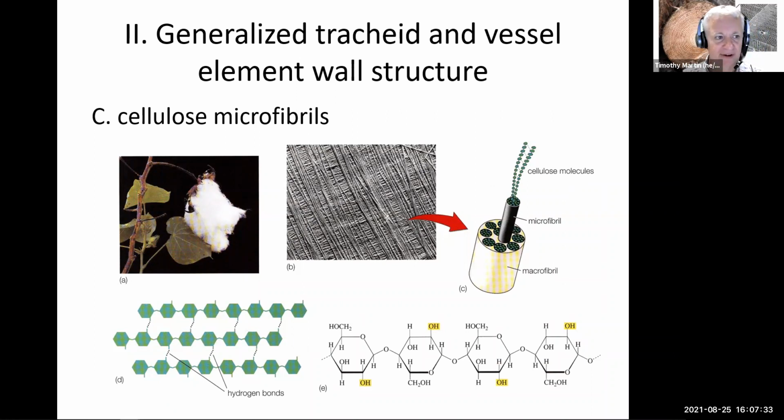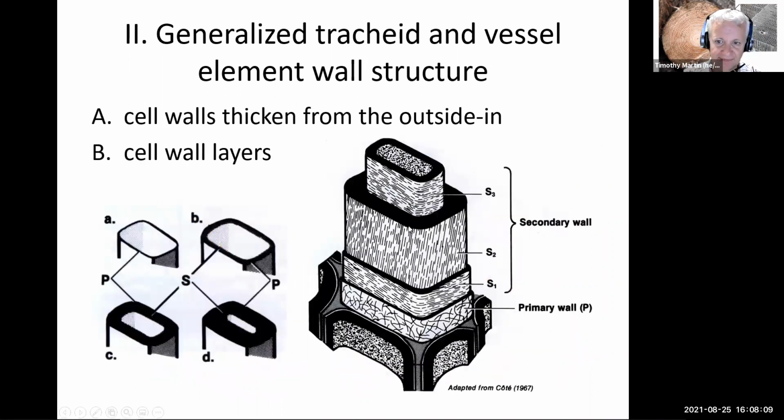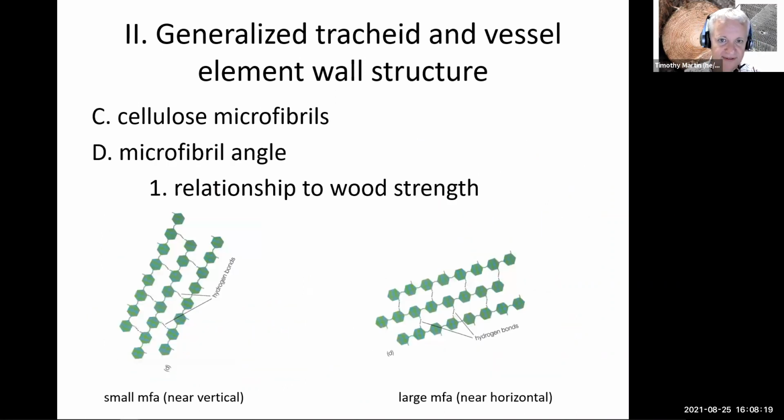And then those cellulose microfibrils, which are bundles of cellulose molecules, are laid down to form the cell walls of tracheids or vessel elements. So you can think of those cellulose microfibrils as ropes or bundles consisting of a number of cellulose molecules bound together. It's those microfibrils that are laid down to form the cell walls. If you look at this diagram, these lines symbolize those cellulose microfibrils that are laid down to form the cell walls.